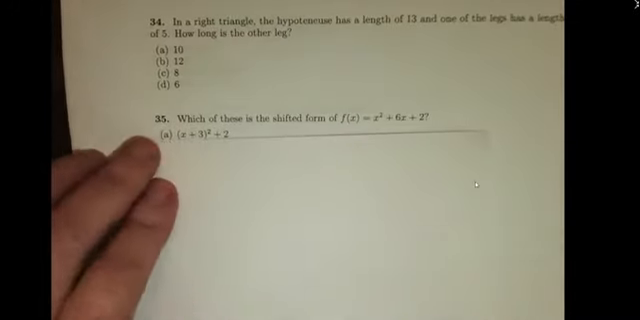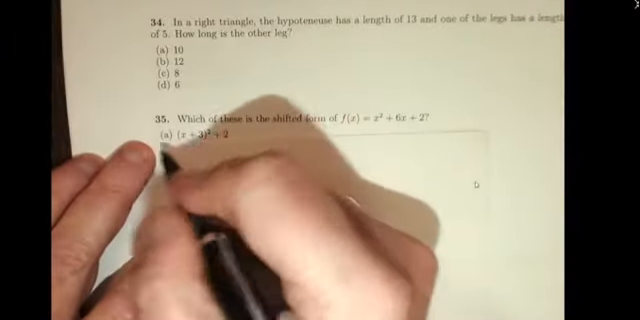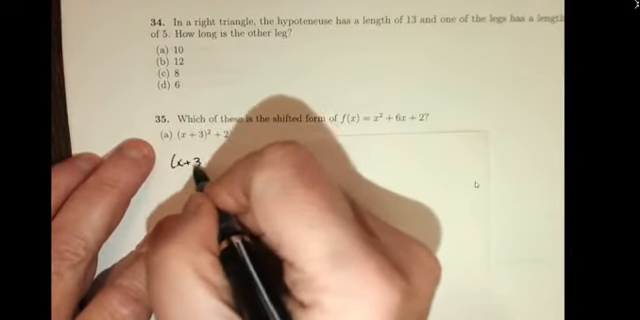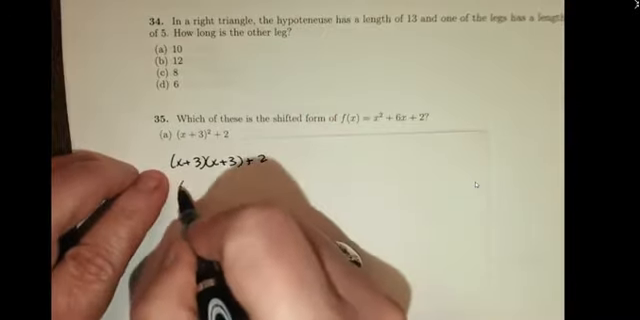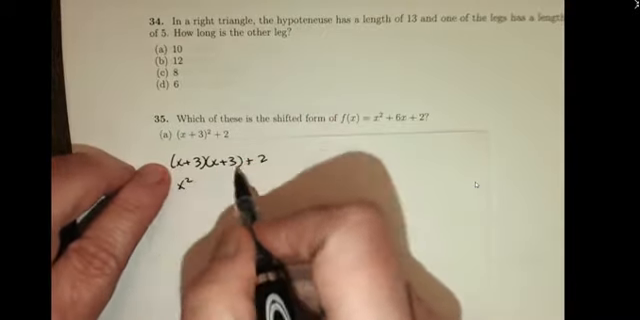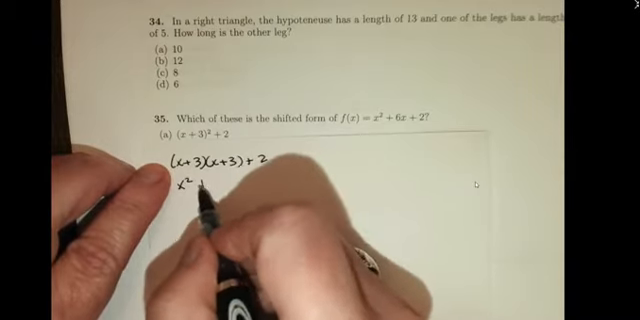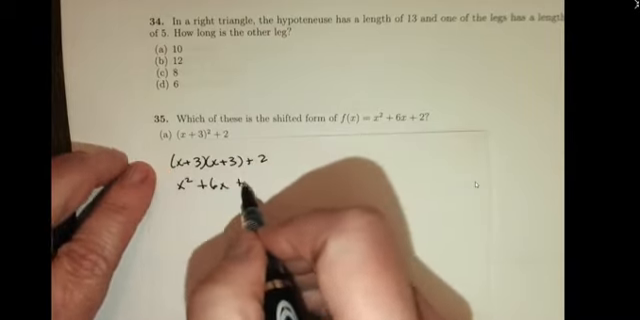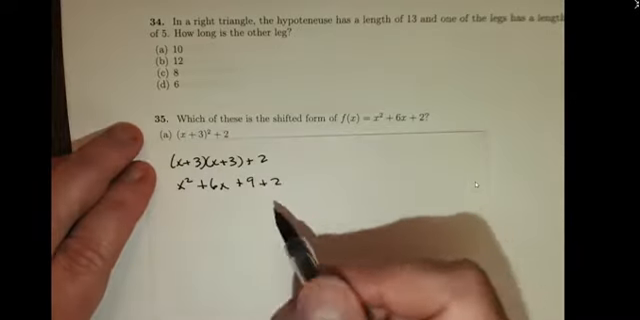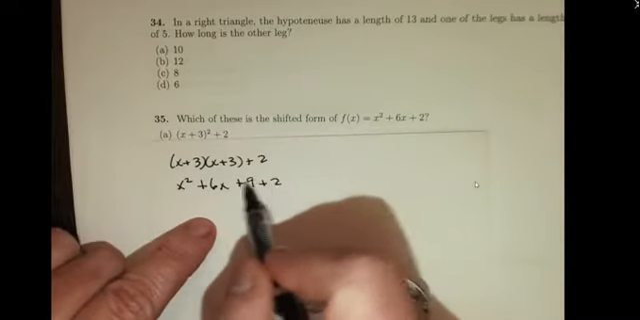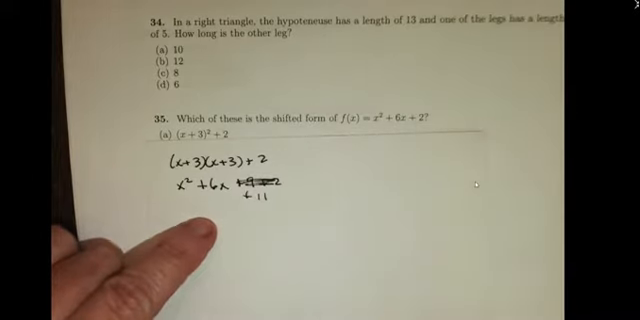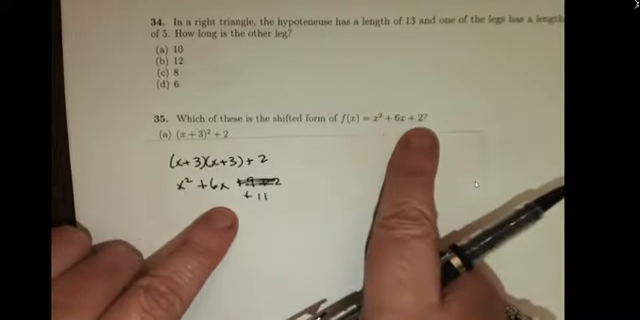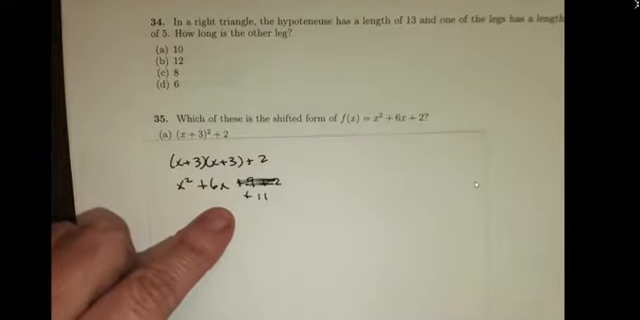So let's look at the first one. X plus 3 all squared, that's going to be x plus 3 times x plus 3, and then plus 2. So if I FOIL this, I'm going to have x squared, and then plus 3x again, and then plus 9, and plus 2, which is going to give me 9 plus 2 is plus 11. And that does not match, and it has to match every term. It doesn't match the constant, so it's not going to be A.